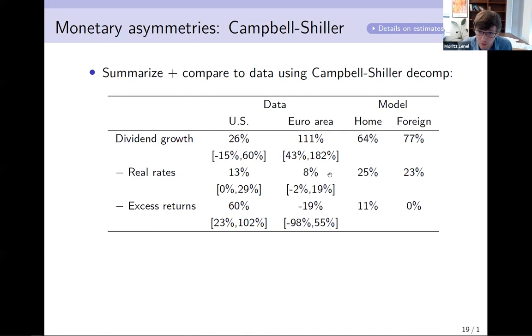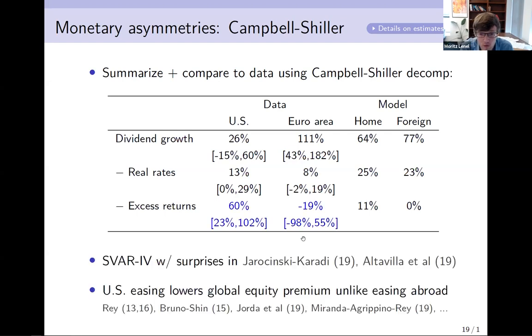Now we do the same here for the euro area. The key is the monetary policy shocks abroad seem to have much less effect on risk premia. Our measurements here are much more noisy, but we build on a much larger literature that has shown this more precisely and for different central banks, that monetary policy outside of the US seems to have much weaker, if not even negative, effects on excess returns.